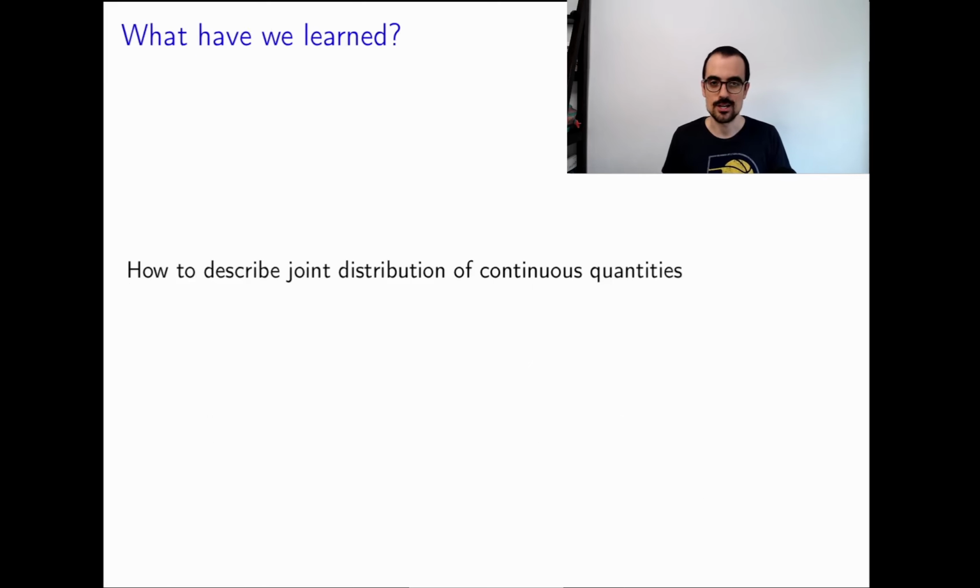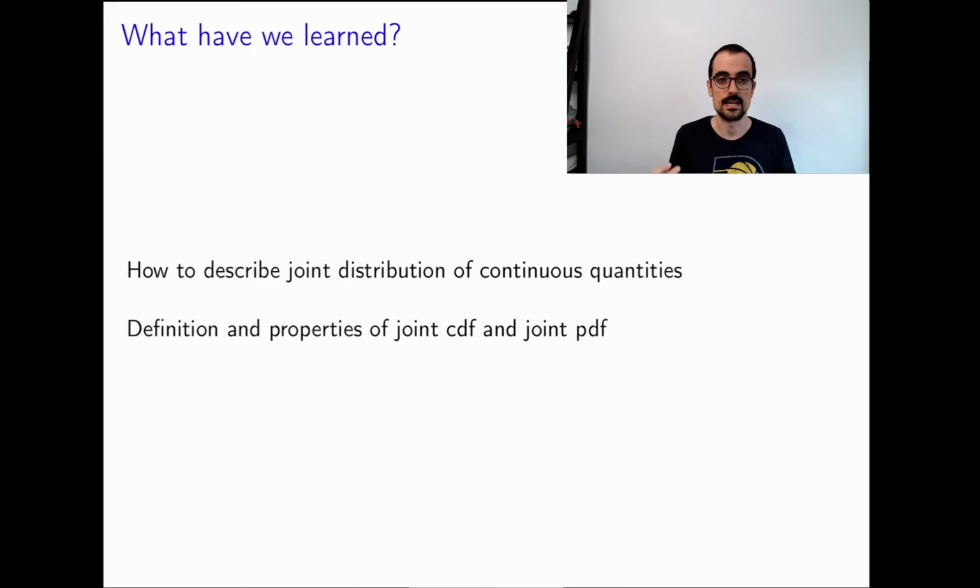Okay, so what have we learned? We have learned how to describe the joint distribution of continuous quantities using multiple random variables defined on the same probability space, and we saw that everything works out as long as the individual continuous random variables are well defined. Then we introduced the joint CDF and joint PDF that allow us to manipulate the random variables without having to refer to this underlying probability space. And finally, we saw how to estimate the joint PDF from data. Thank you very much.